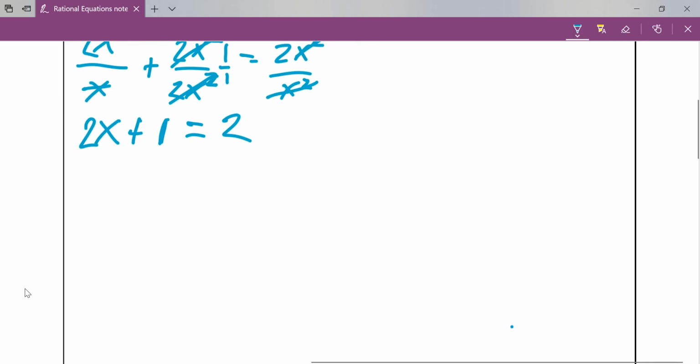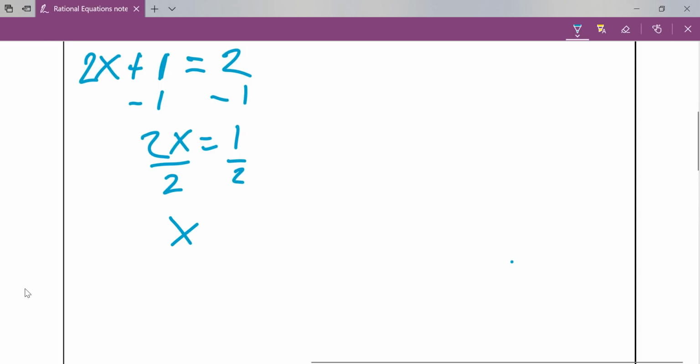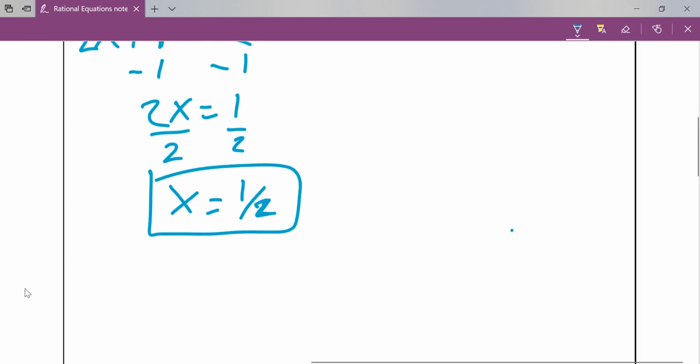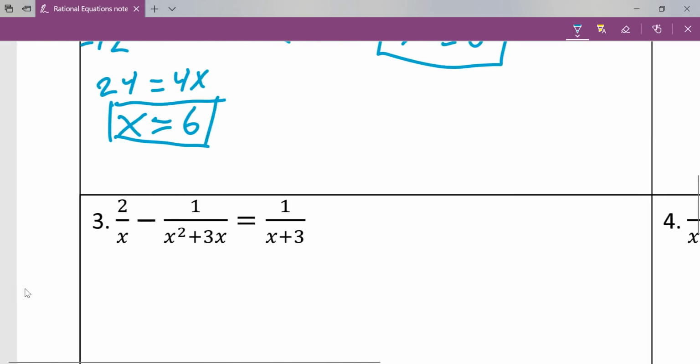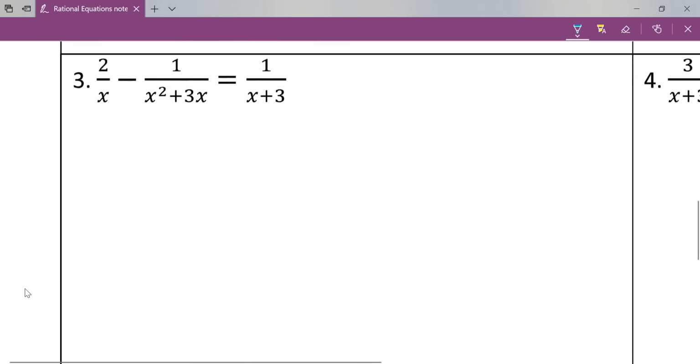So now you have 2x plus 1 equals 2. We're going to subtract 1 from both sides. So we're left with 2x equals 1. Divide by 2. You're left with x equals 1/2. And that's your answer. Okay, moving on to number 3.